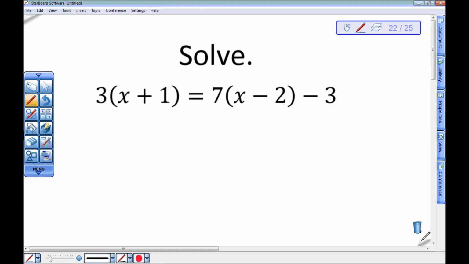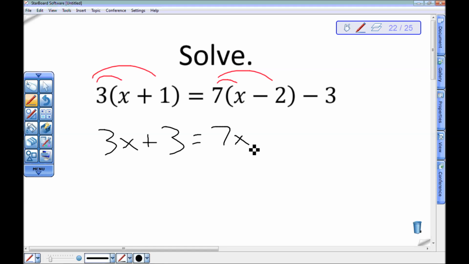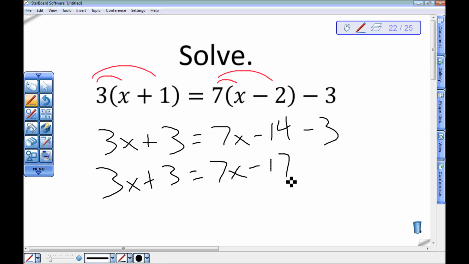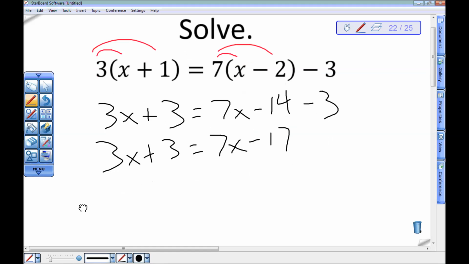Here looks like I've got some simplifying to do, so I'm going to go for it right away. So if I take 3 times x, I'll have 3x. If I take 3 times 1, that'll give me 3. 7 times x is 7x. Minus 2, so this should be minus 14. And then I had a minus 3 out here. Now I'm not quite done simplifying. 3x plus 3 equals 7x minus 17. Note that I can just subtract or combine those like terms. Minus 14 minus 3 is minus 17.